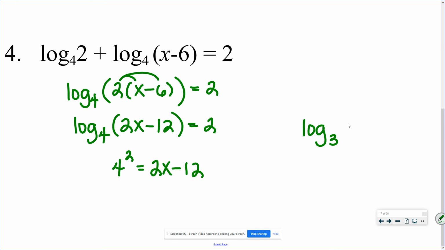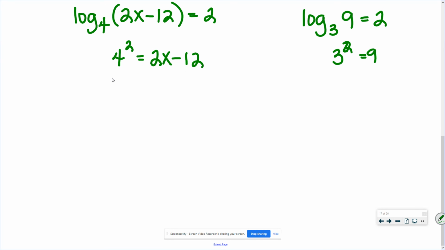If I said log base 3 of 9 and I told you to solve that, you would be thinking 3 to what power equals 9, right? The only difference between this and what I'm showing you now is that I'm giving you the answer. So instead of saying 3 to what power is 9, I'm kind of like saying 3 to the second is 9. So I'm saying to you 4 to the second is equal to this inside stuff. We don't know what it is, but we're going to find out. Okay, we're going to solve.